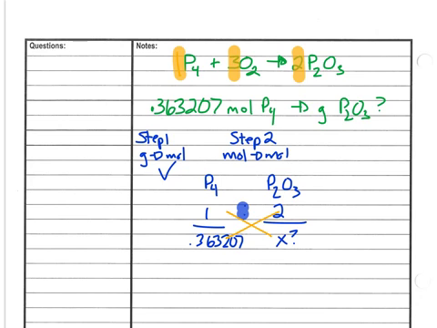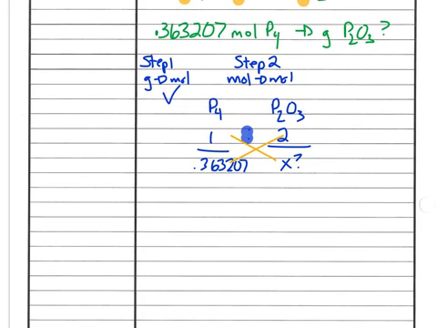So let me scroll down a little here. Okay. So let's see, if I do my 0.363207 times 2, I get 0.726414 moles of the P2O3. So now I just have the last step, step 3, where I go from this moles back to grams.